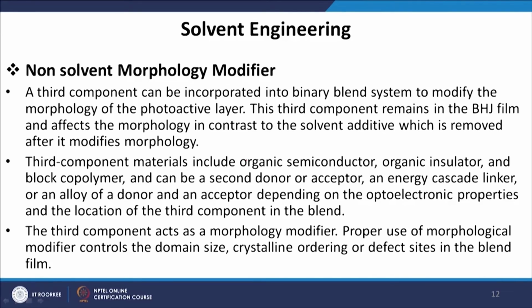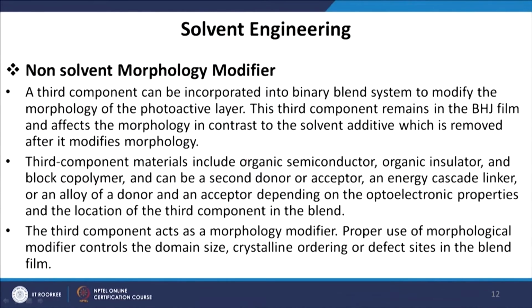Third component materials include organic semiconductors, organic insulators and block copolymers, and can be a second donor or acceptor, an energy cascade linker or an alloy of a donor and an acceptor, depending on the optoelectronic properties and the location of the third component in the blend. So, basically where you want to have this third component, whether at a donor position or an acceptor position, where the energetics should be, what the packing fraction will be. Depending on all these factors we can choose this third component.